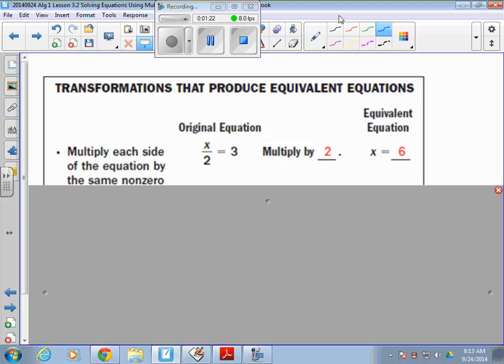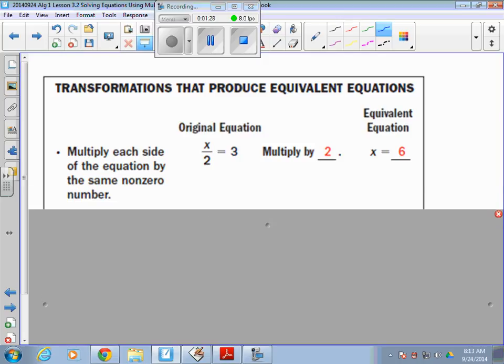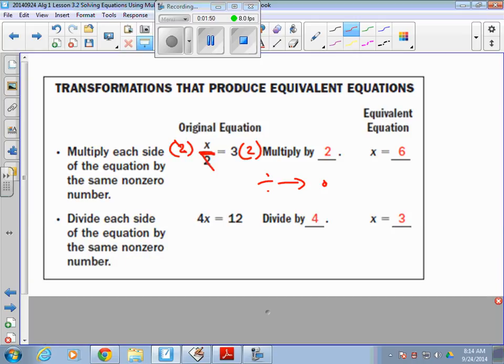First box you have is transformations that produce equivalent equations. It says multiply each side of the equation by the same non-zero number. So x over 2, you read this as divide by 2. You know to cancel out division, you multiply. So if you multiply this side by 2, it'll cancel out the division of 2. If you multiply the left by 2, just like the rest of them, you multiply the right by 2 to get x is 6.